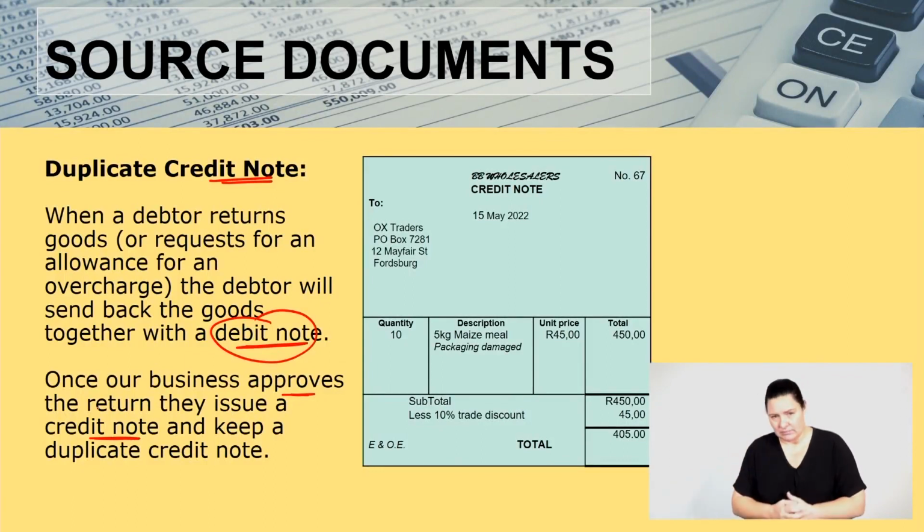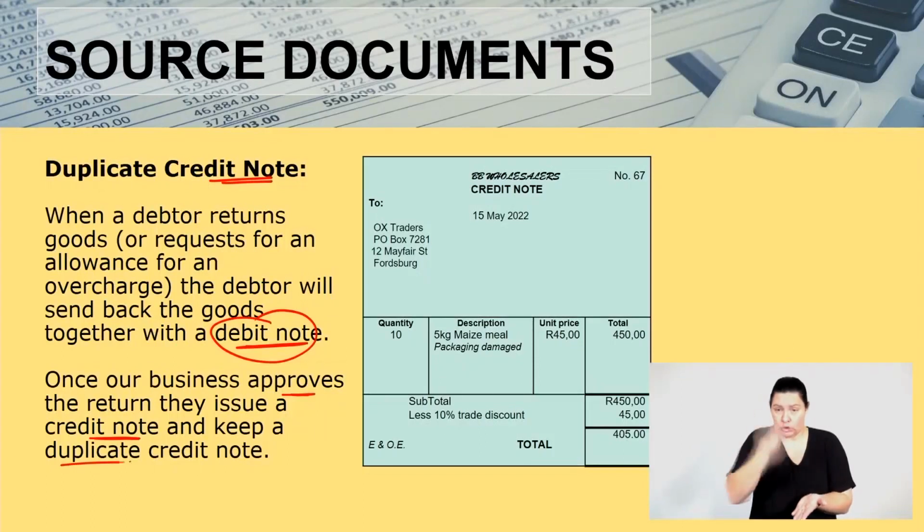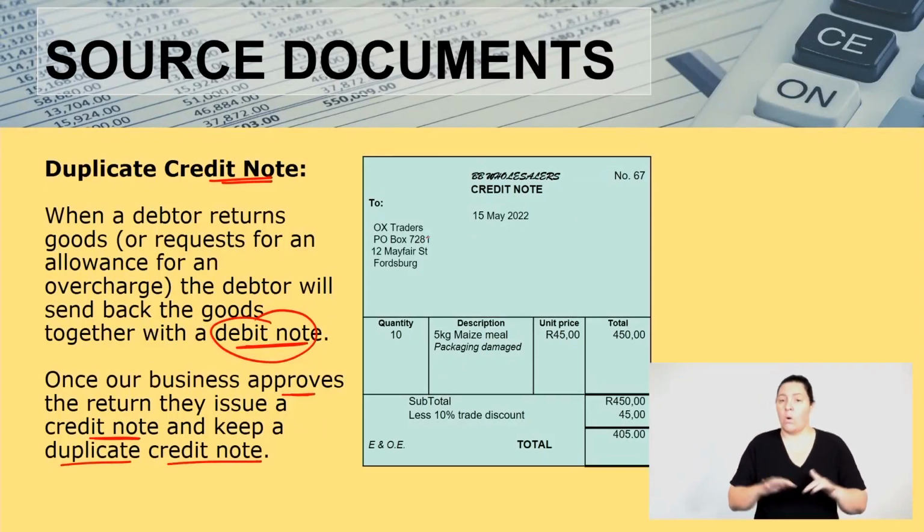Now you have to understand that we will give the customer the original credit note, all right? And then we will keep what is known as the duplicate credit note. This is what you see over here, all right? Whereby we are dealing with Ox Traders. And then the amount on the credit note is 405. Remember, source documents are very important. When we are recording in our journal, we rely on our source documents.